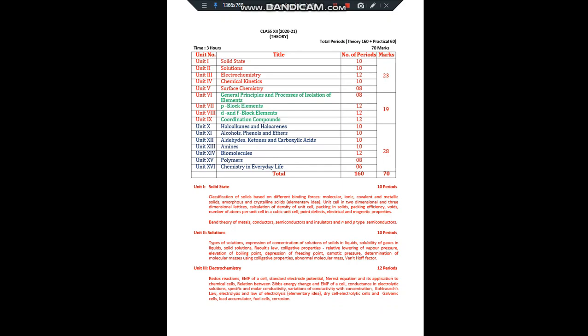So in class 12th we have chemistry, and in chemistry this year the syllabus for 2020-2021 is of 16 chapters. As you can see in the first slide, you can see all the chapters of this at a stretch, and you can also observe that here the first 5 chapters are in red color.